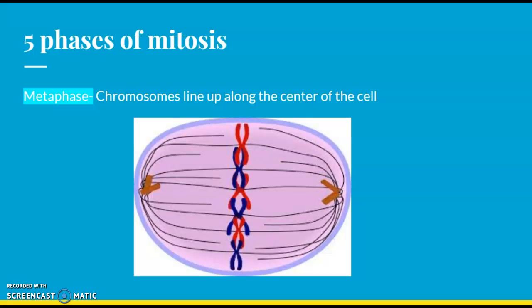Then we have metaphase. And metaphase is easy to remember because all you need to think of is middle. So in metaphase, the chromosomes line up along the center of the cell. So we can see here that they're lining up in the middle. And then our centrioles are now creating what are called spindle fibers that will allow this chromosome to separate.